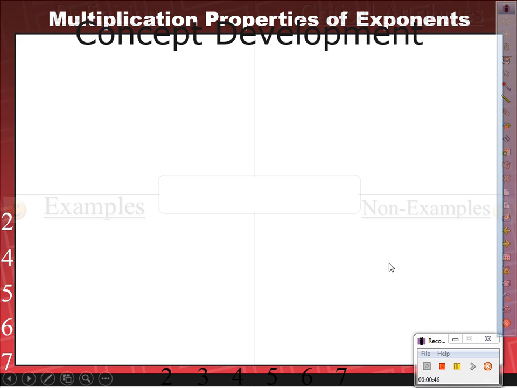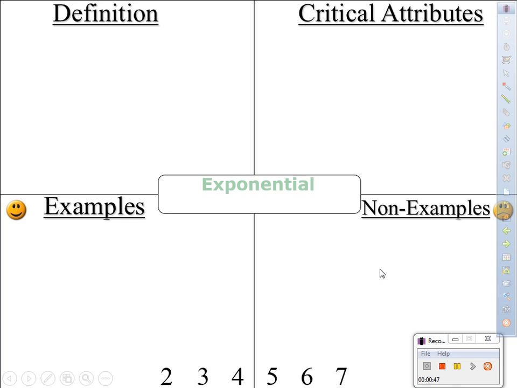Write it inside the Frayer model in the center, or some of you call it inside the box, right? So write it in there and see if you can remember the definition without looking at your notes. Exponential expressions. Write your definition. If you can't really recall right now, start writing examples. Maybe that'll help. Non-examples. Try and fill that in. I'll give you guys some time. Go.